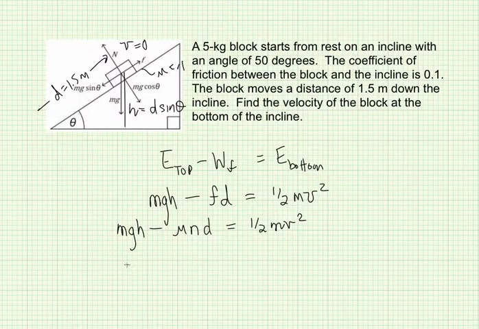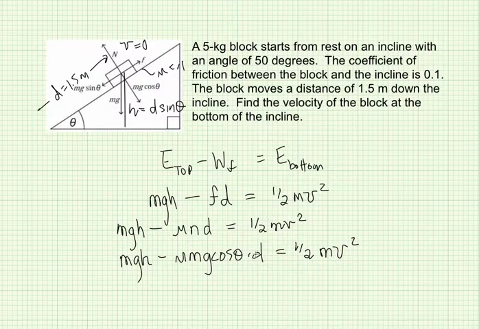So on an incline, my normal, what does that equal? Well, it still equals mg cosine of theta, times d, equals 1/2 mv squared. Now, since I've simplified it this far, look at what I can do. I can actually cancel out the mass. So let's go ahead and solve.